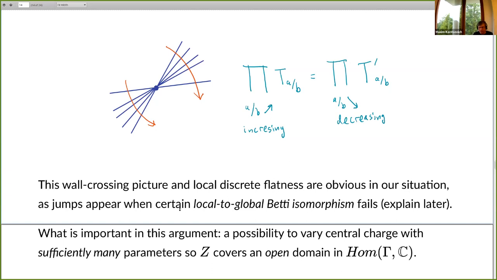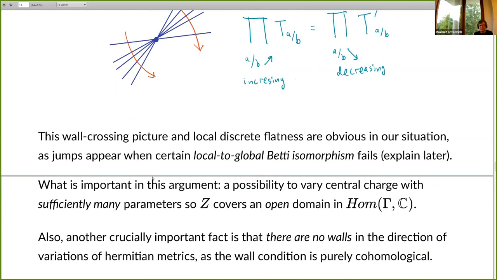closed elements. But what is important, in order to make this argument work, we need to have the ability to vary the central charge with sufficiently many parameters, finitely many parameters. So the central charge covers an open domain in Hom(Γ, C). In fact, it's enough, really half of the parameters, so the real part of the central charge should cover an open domain. Yeah, and it's okay for square-tiled surfaces. Square-tiled surfaces are very special, so like rational points, but if you consider a complex curve with abelian differentials, the moduli space is sufficiently large, and then you get this ability to move to a generic rational central charge.